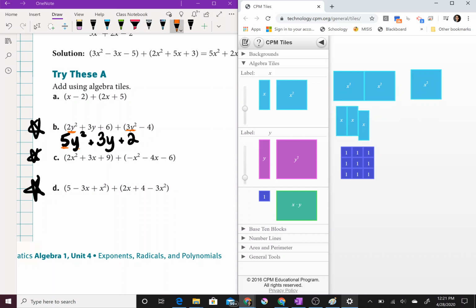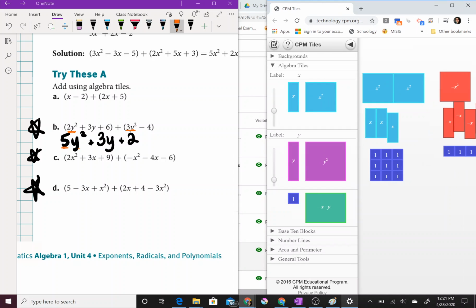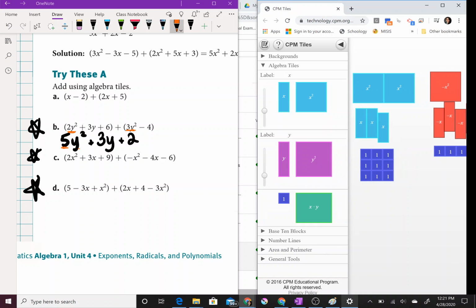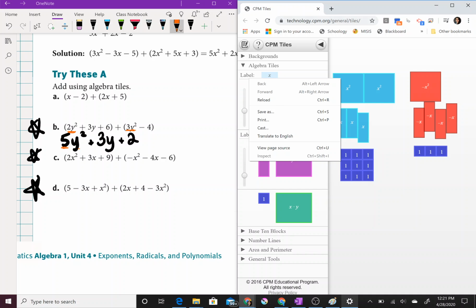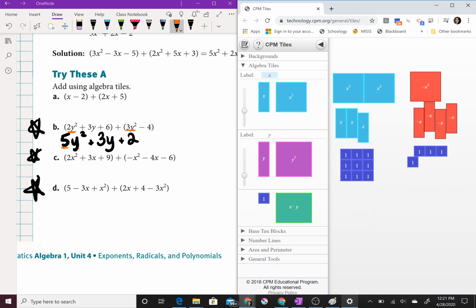So I'll have this x squared tile, that'll be negative. I have 4x tiles, and they are all negative. And I have 6 unit tiles. They are all negative. Oops, excuse me. Okay, these are all negative here.